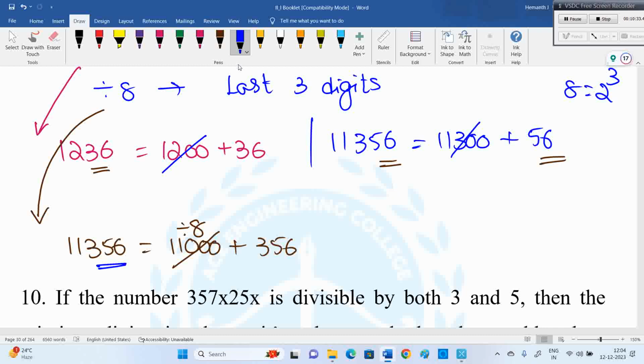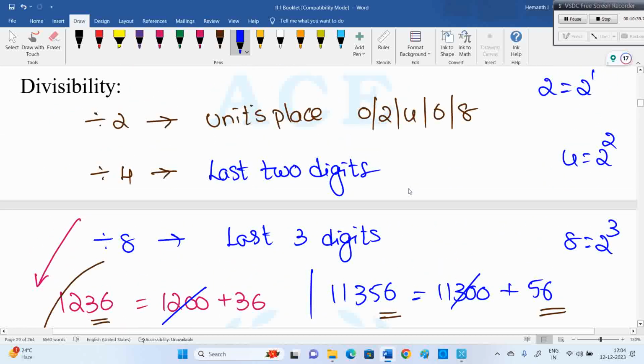Okay, fine. So with 2, 4, 8, the powers of 2 are complete. Then let's see about 3 and 9. Please copy that if you are not yet done. Divisible by 2, we need to work on the units place. Divisible by 4 means we need to check the last two digits. Divisible by 8, we need to check the last three digits.